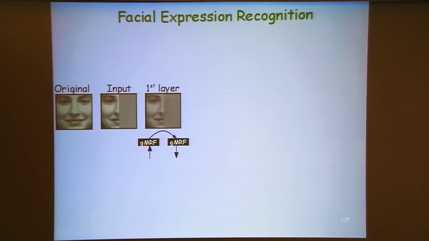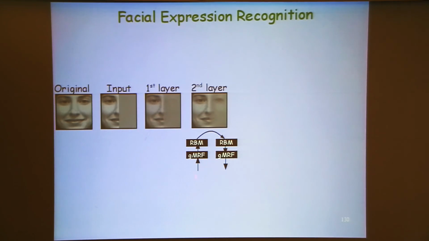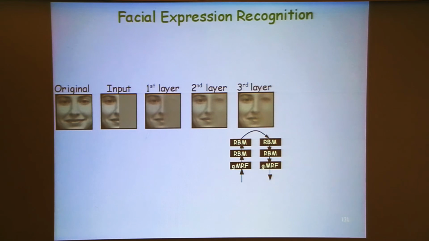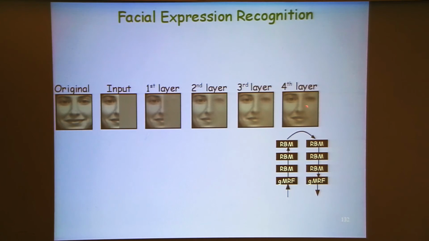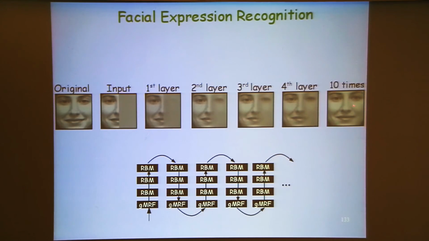This is the first layer. So if you go up the gated MRF and immediately you reconstruct, you barely do anything predicting what the missing part is. If you go up 2 levels and then down, you start seeing some sort of eye, right? Now, if you go up 3 layers and then go down, it is slightly better. 4 layers, you start seeing the mouth. You repeat this process 10 times, it's remarkably good.